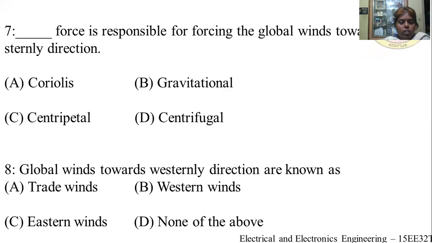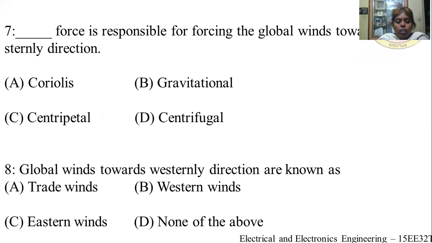Next, seventh one: dash force is responsible for forcing the global winds towards the westerly direction. The choices are A, Coriolis, B, gravitational, C, centripetal, D, centrifugal. The correct answer is A. Coriolis force is responsible for forcing the global winds towards the westerly direction.